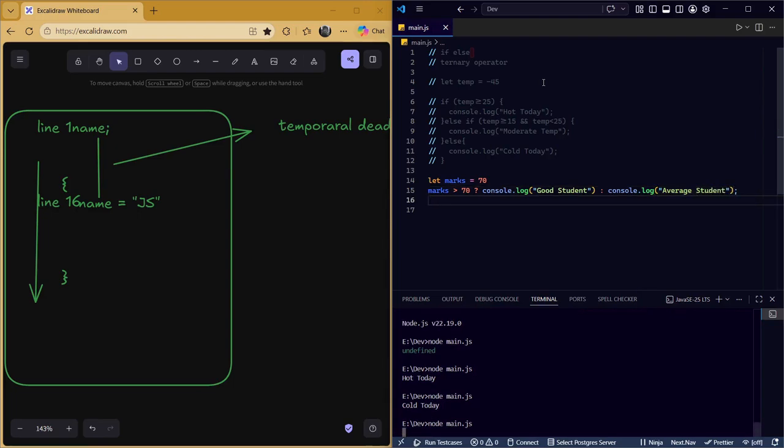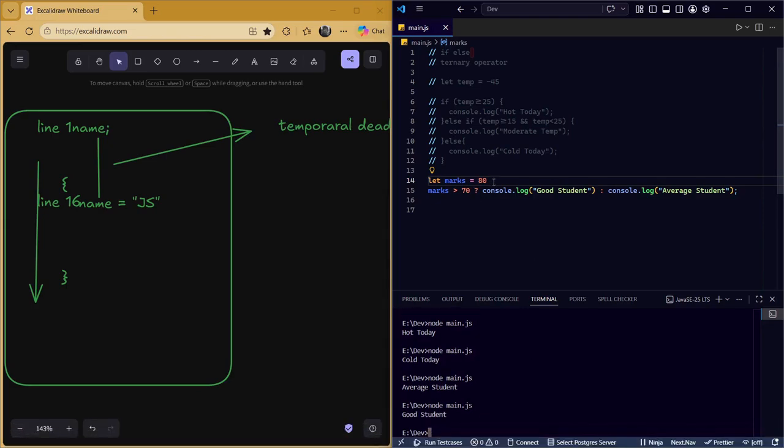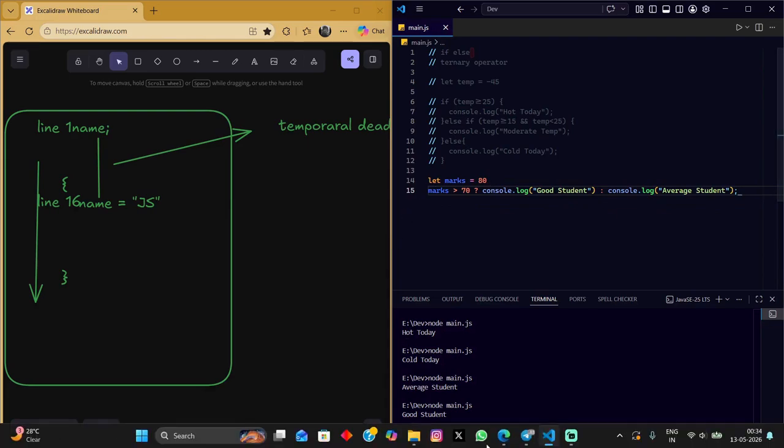So let's see what we got as an output: average student, because I set marks to be 70. If I write it to be 80, I get good student because the marks is greater than 70. And this is how we implement the ternary operator in JavaScript.